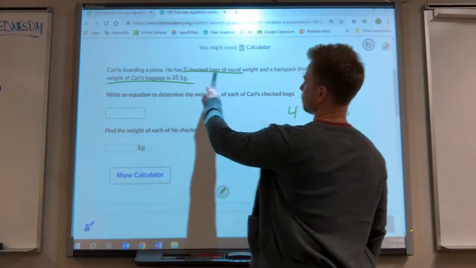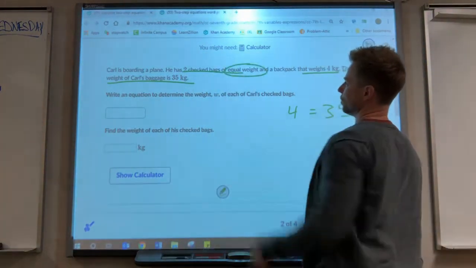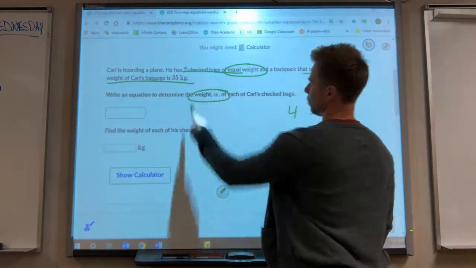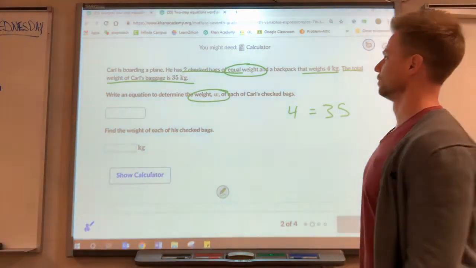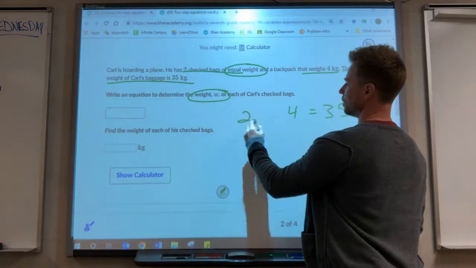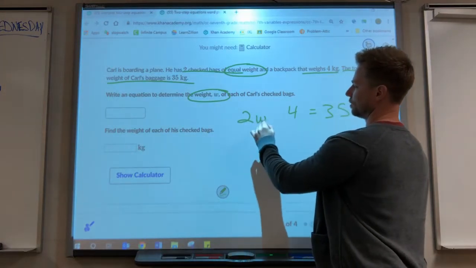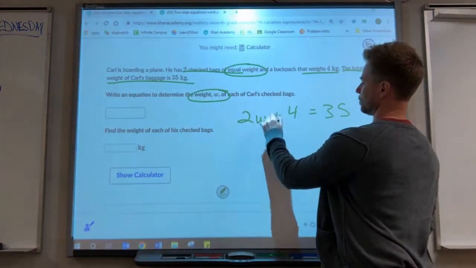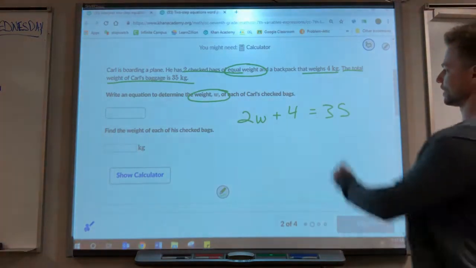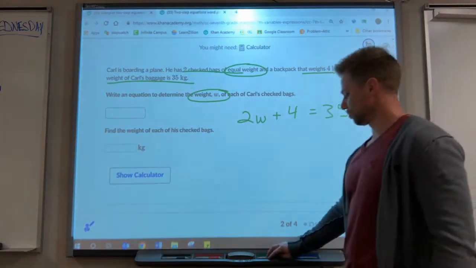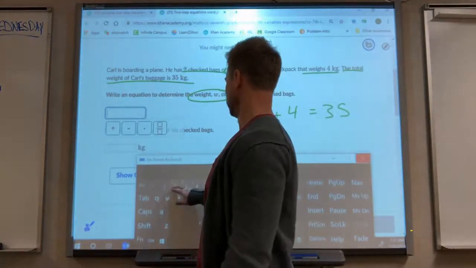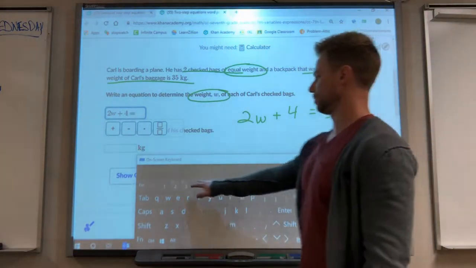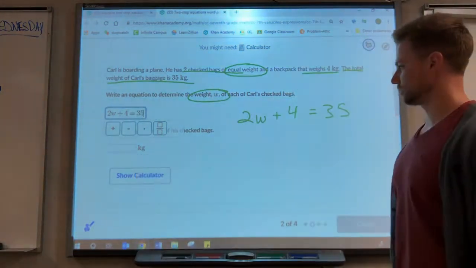Then he has 2 checked bags of equal weight. We don't know what the weight of each of those 2 checked bags is. That's the unknown. The weight, they tell us down here, use W. So we have 2 of those bags. We don't know what they weigh, but whatever they weigh is W. Take that times 2 to get the total weight of the 2 bags. You add that to the 4 kilogram backpack. That's going to give you your total of 35. So that's our equation: 2W plus 4 equals 35. Make sure I put it in correctly this time.